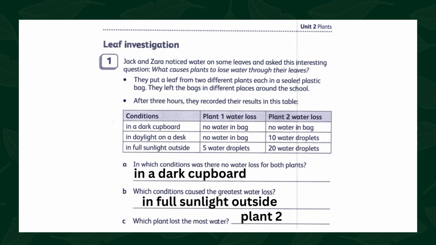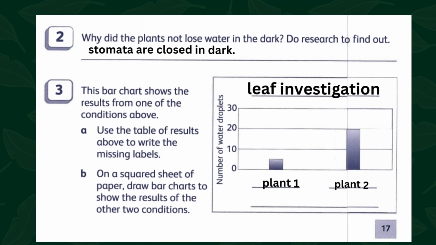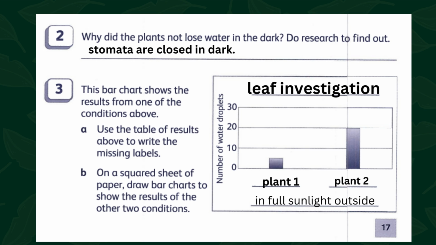So answer these questions. A. In which condition was there no water loss for both plants? In a dark cupboard. B. Which condition caused the greatest water loss? In full sunlight outside. C. Which plant lost the most water? You can see plant 2 is the right answer. Now, number 2, why did the plants not lose water in the dark? Do research to find out. So, the reason behind it is stomata are closed in the dark, so there will be no loss.